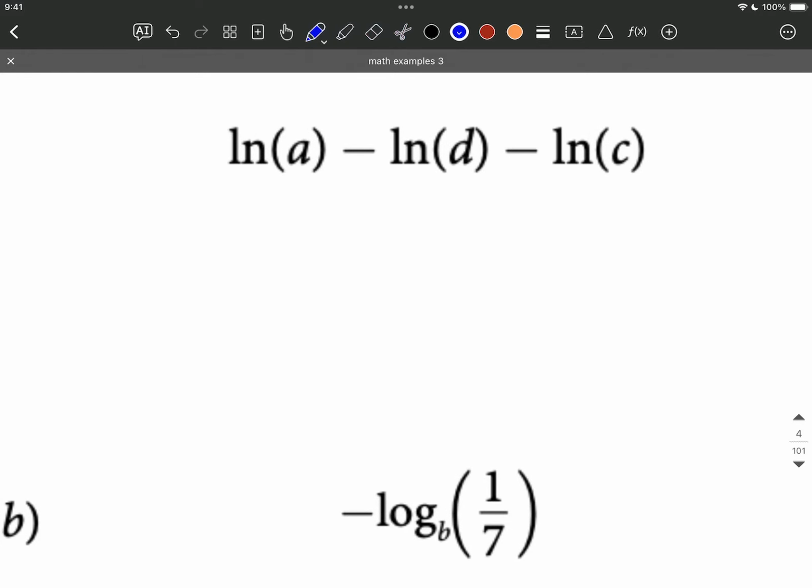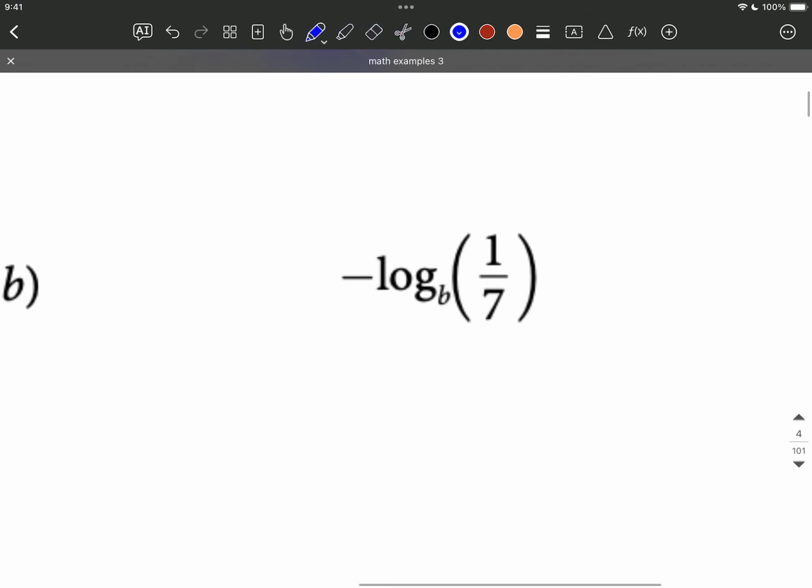All right, this one, we have positives and negatives, but very similar, right? We're going to go natural log, single natural log, positive here, so the a goes in the numerator, negative for our second part, so the d goes in the denominator, negative here, c goes in the denominator. I'll clean this up and make it look a little bit nicer, but there we have it, a over dc on the inside of our natural log.